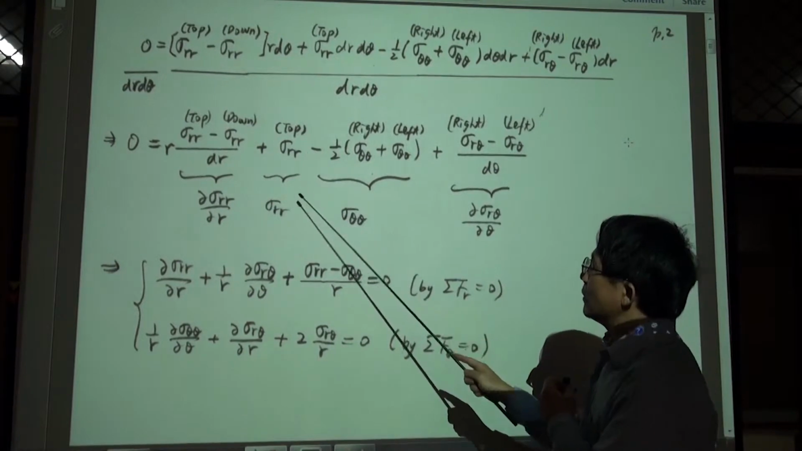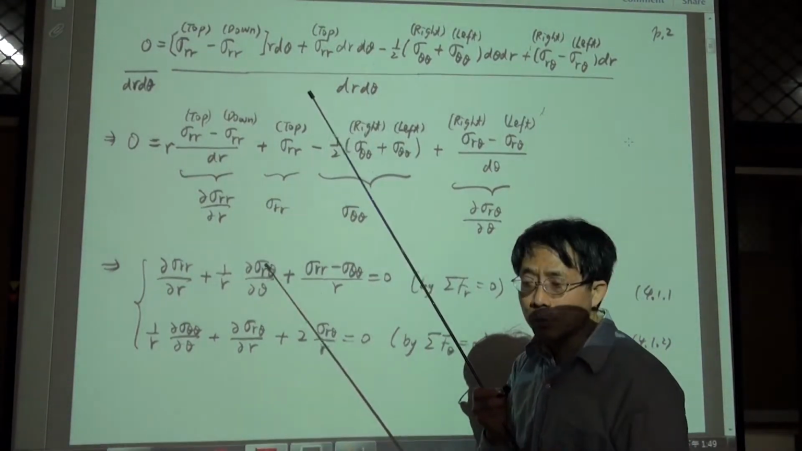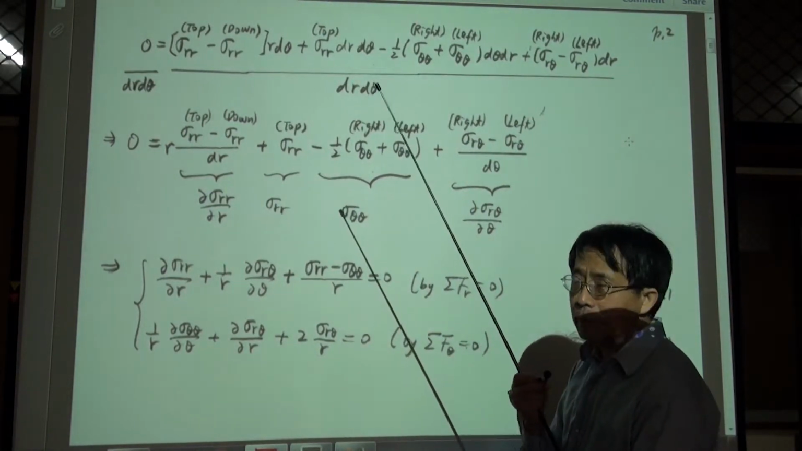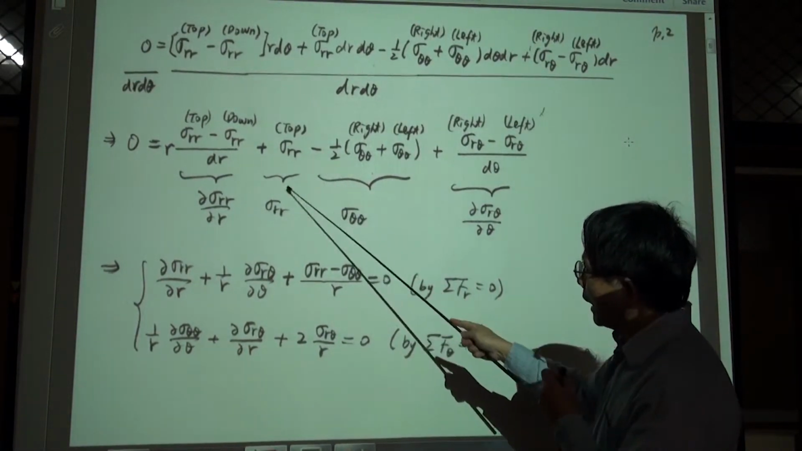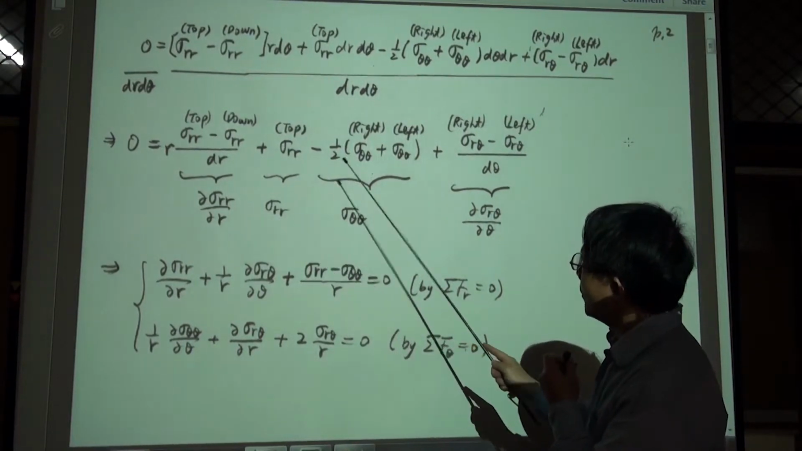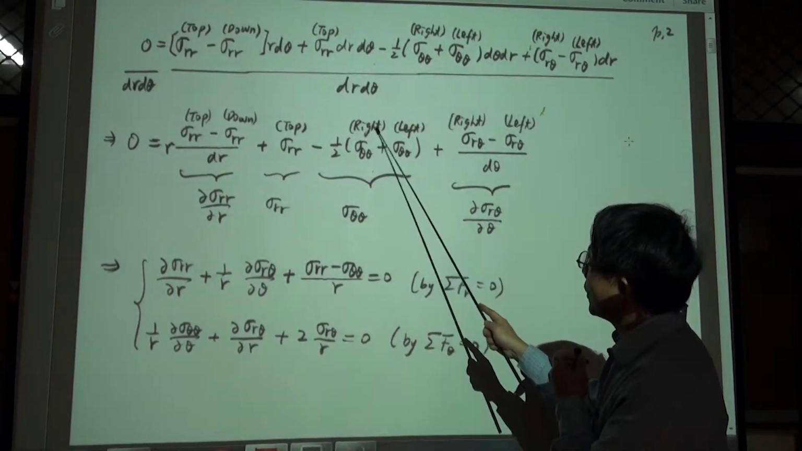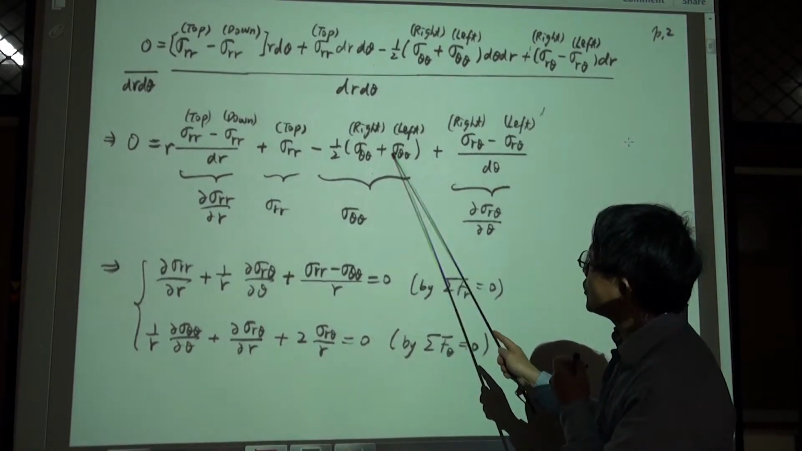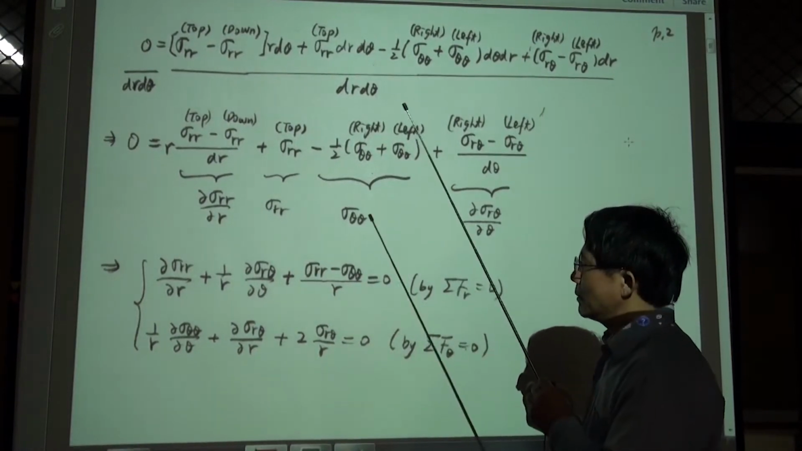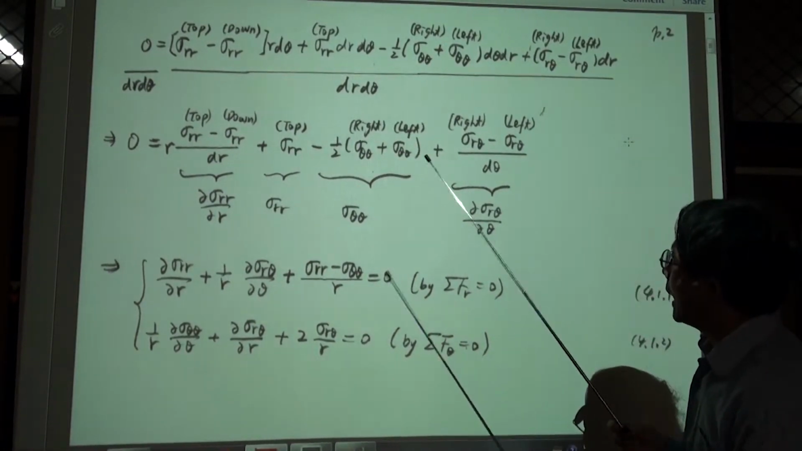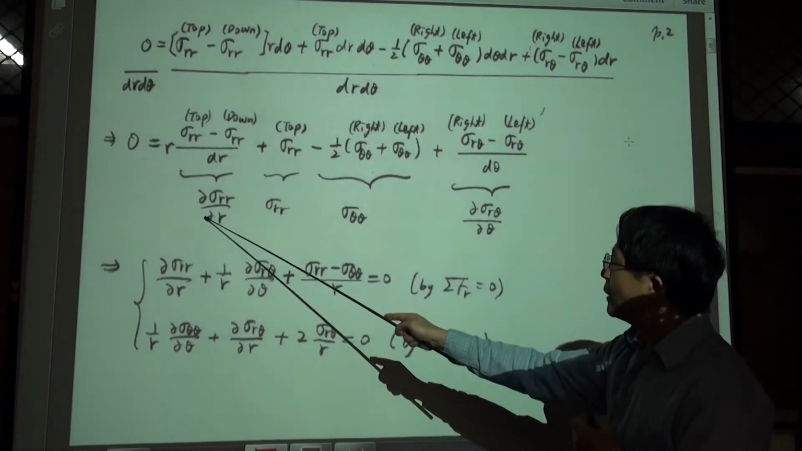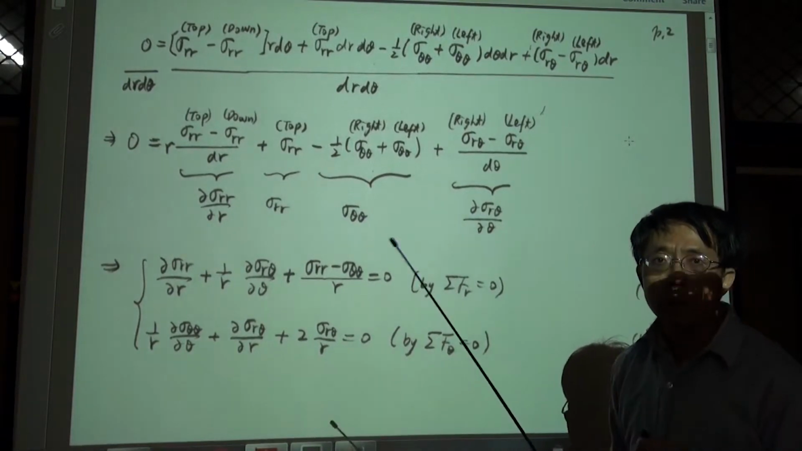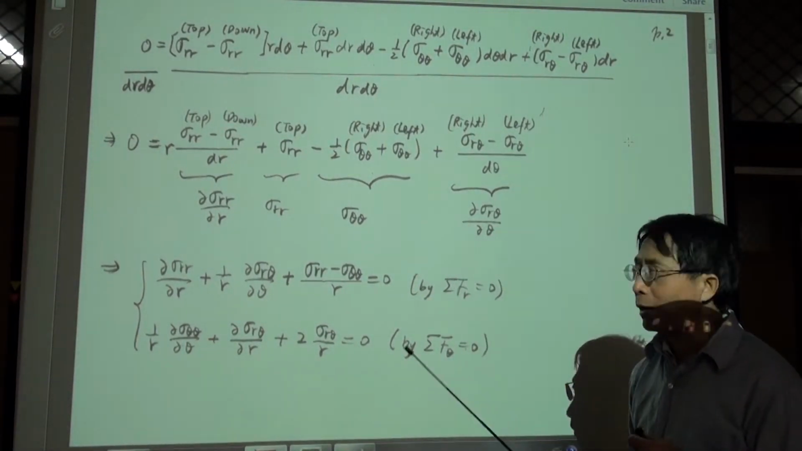And this one will equal this because the material point is very small. When we take the limit, this term will be just equal to this term. And also in the same way, because the material point is very small, the average of these two terms is equal to sigma theta. Okay, so finally we end up with this equation by considering the equilibrium state in the r direction.